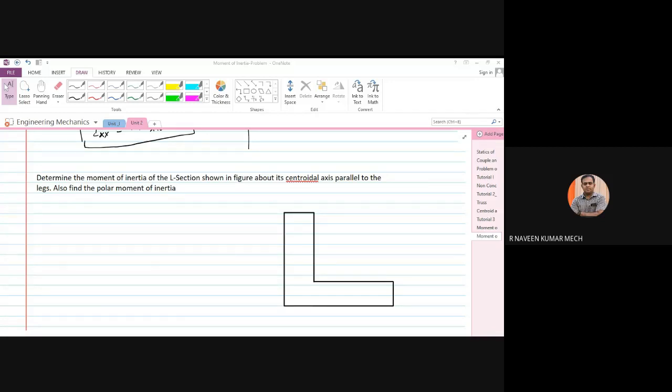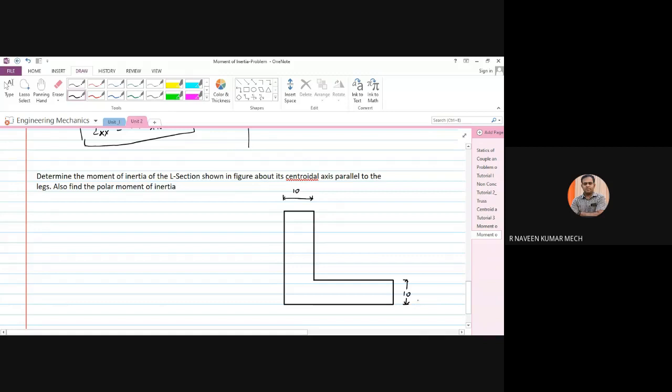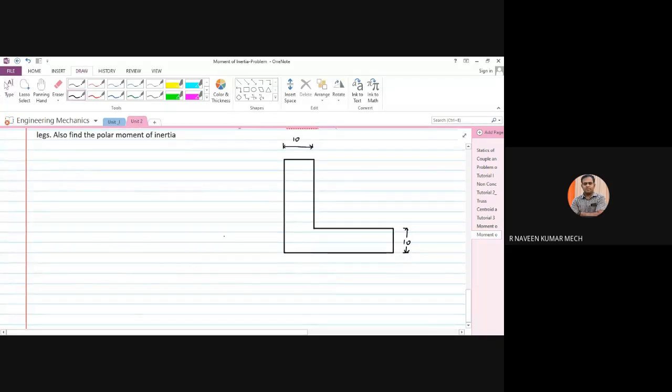Okay. We can continue. I will write the dimensions here. All dimensions are in mm.